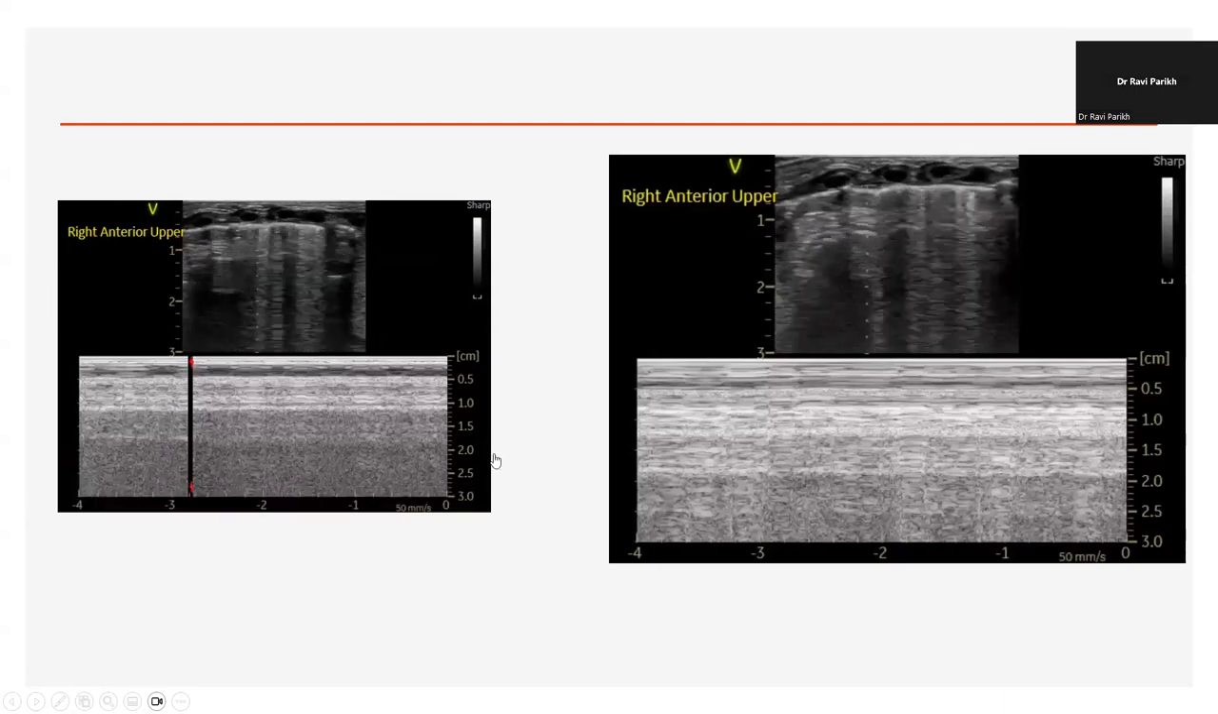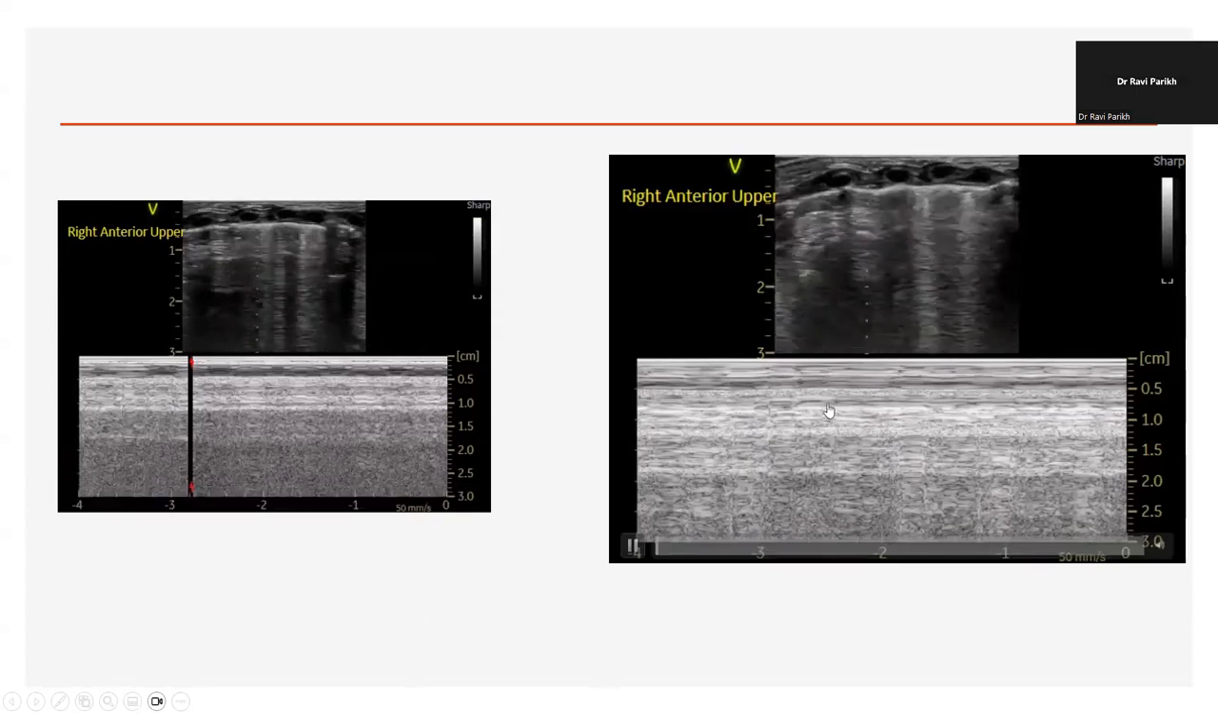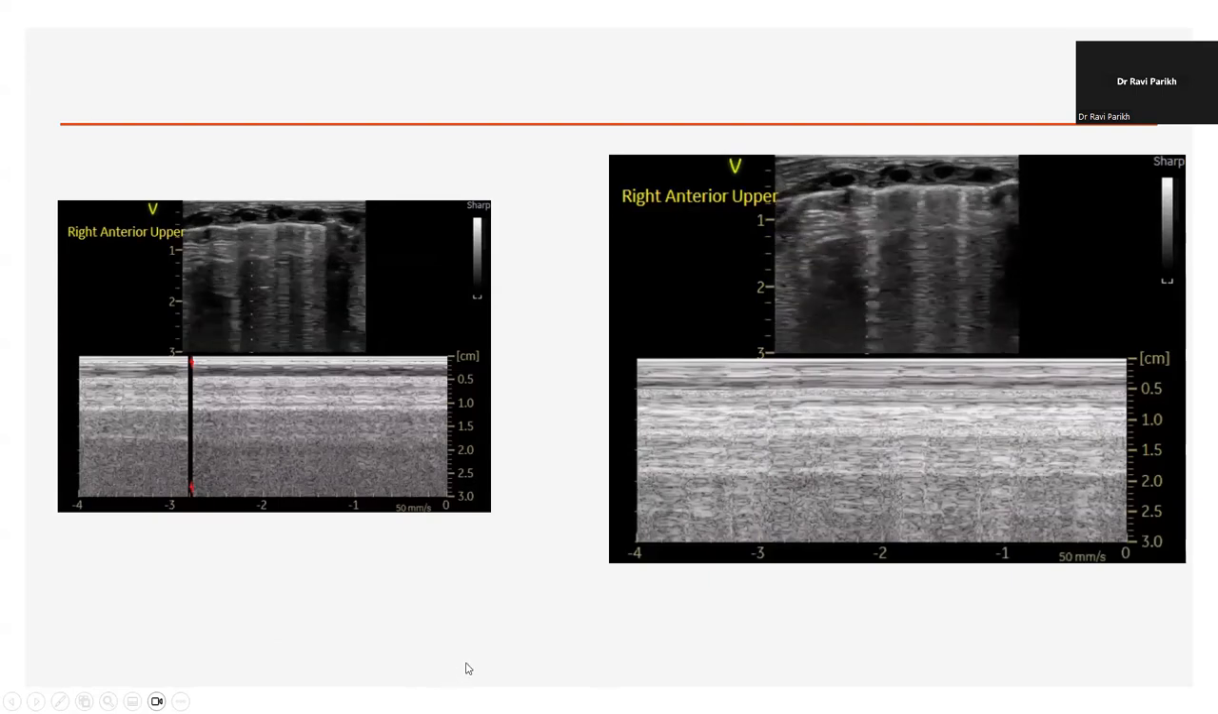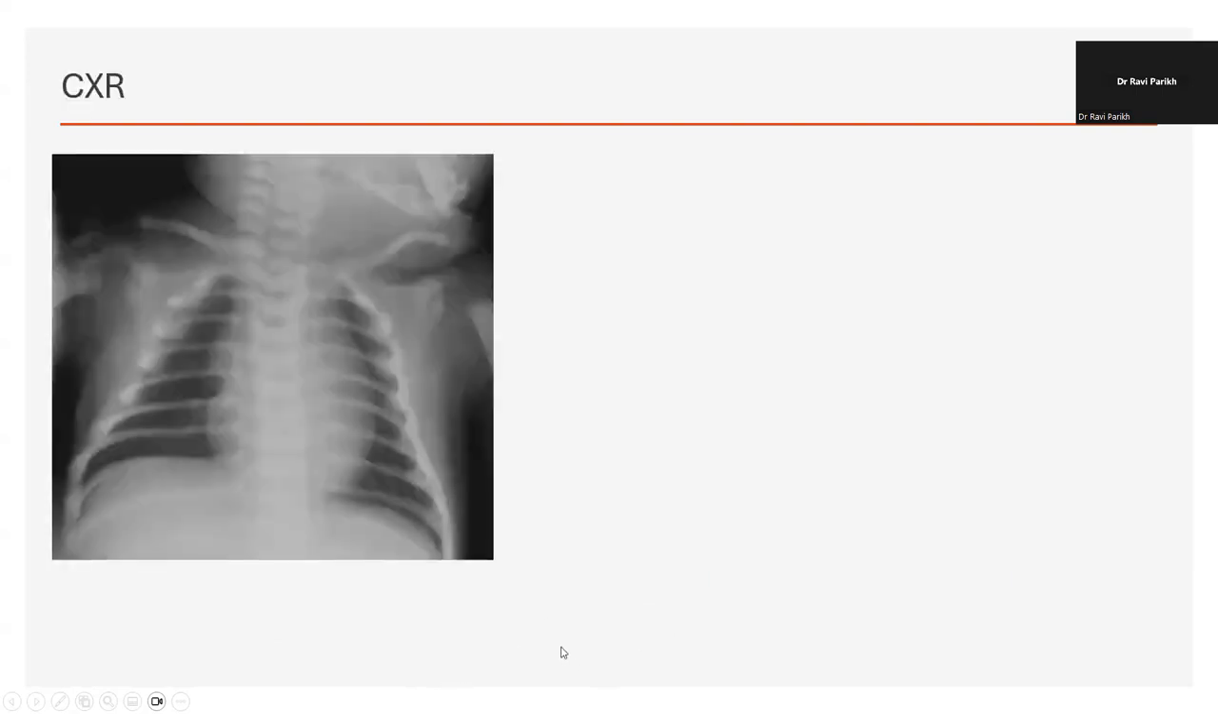Yeah. So can you see seashore versus barcode sign? Yeah. It can be really subtle sometimes. So you have to compare them side by side because it can be a real challenge. But really what you've identified is the lung point in the right anterior upper region. Now, this is the chest X-ray.